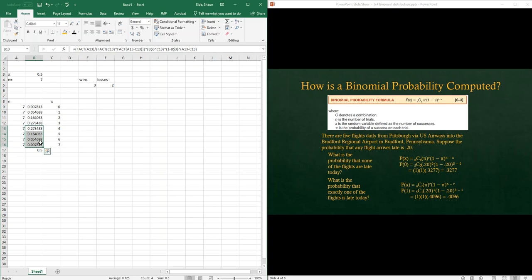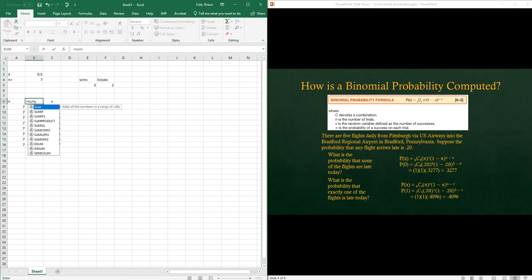Okay, so what is the probability that they will have a losing season? So equals sum, and we add all of the possible outcomes that would result in them having a losing season, which would be 0.226563. That would be that probability.